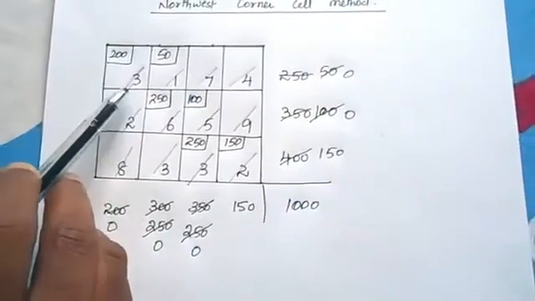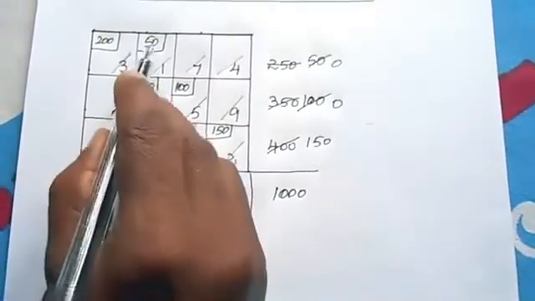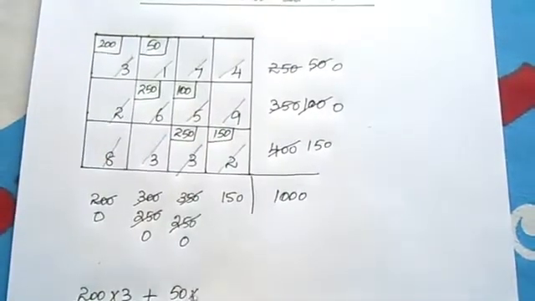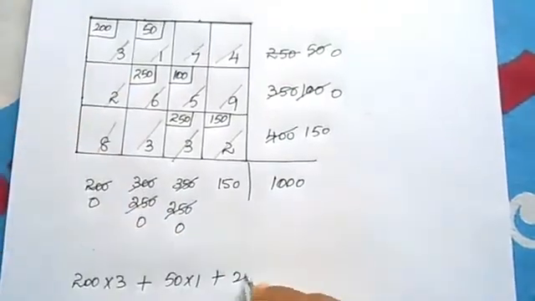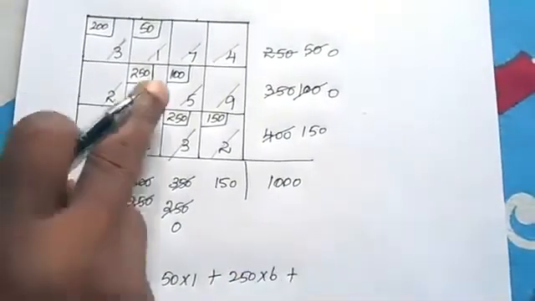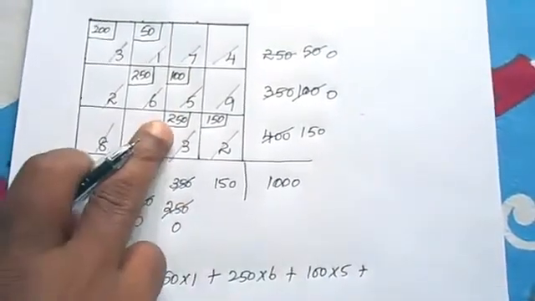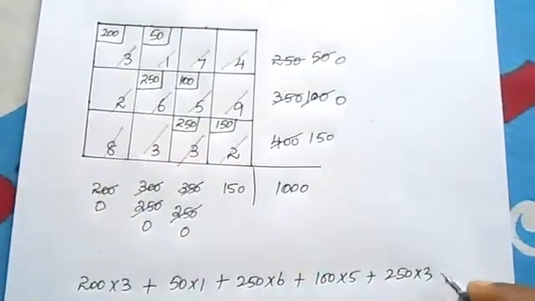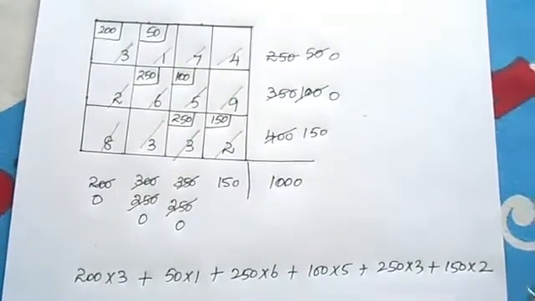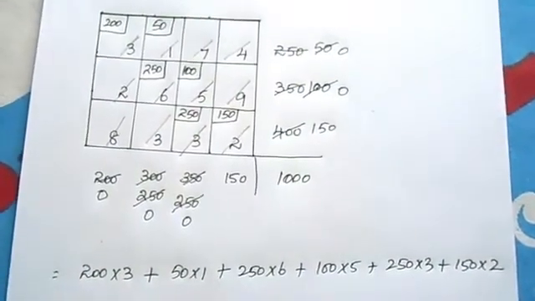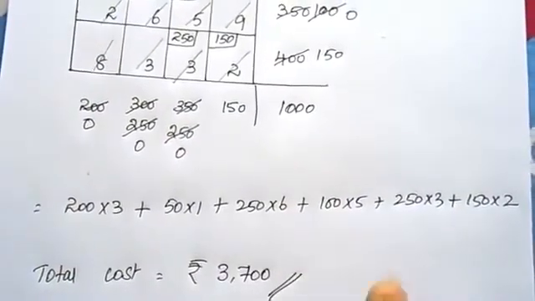Here 200, now 200 into 3, plus 50 into 1, plus 250 into 6, plus 100 into 5, plus 250 into 3, plus 150 into 2. What is the total cost of transportation? Rupees 3,700. So the first phase is over.